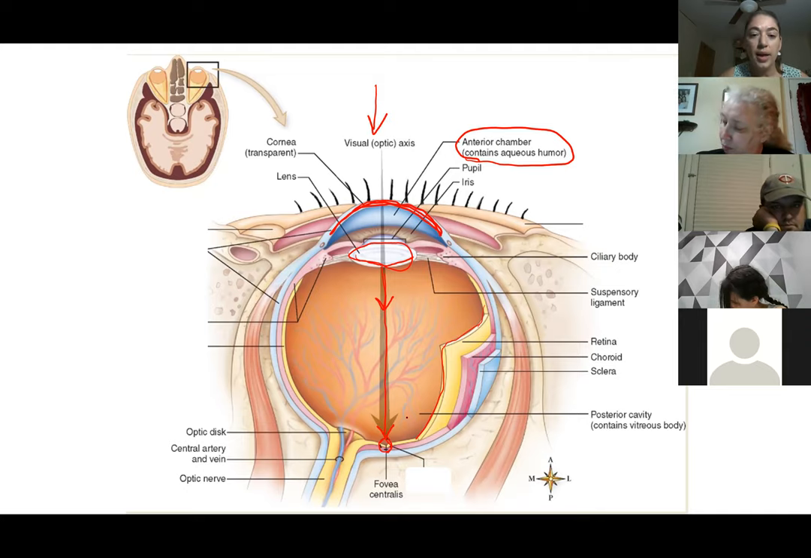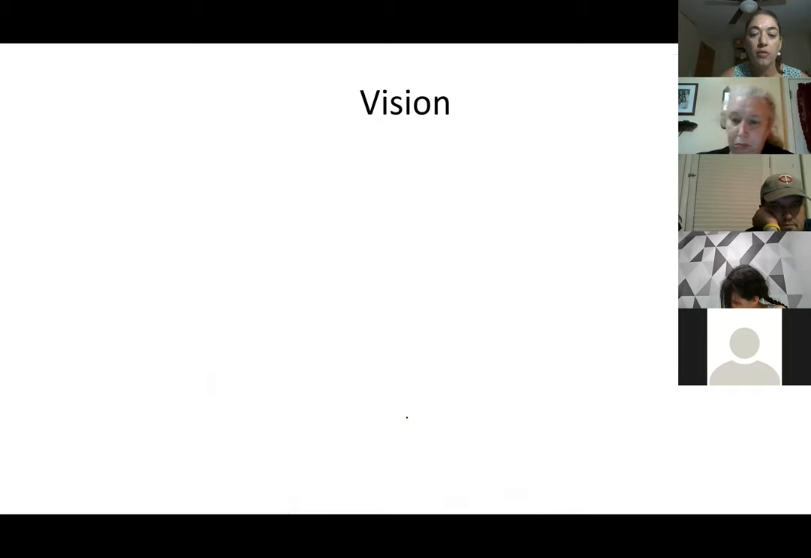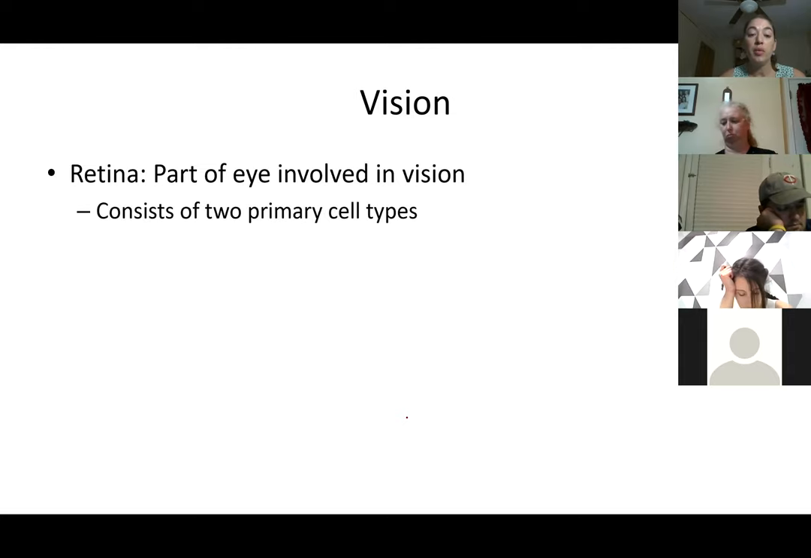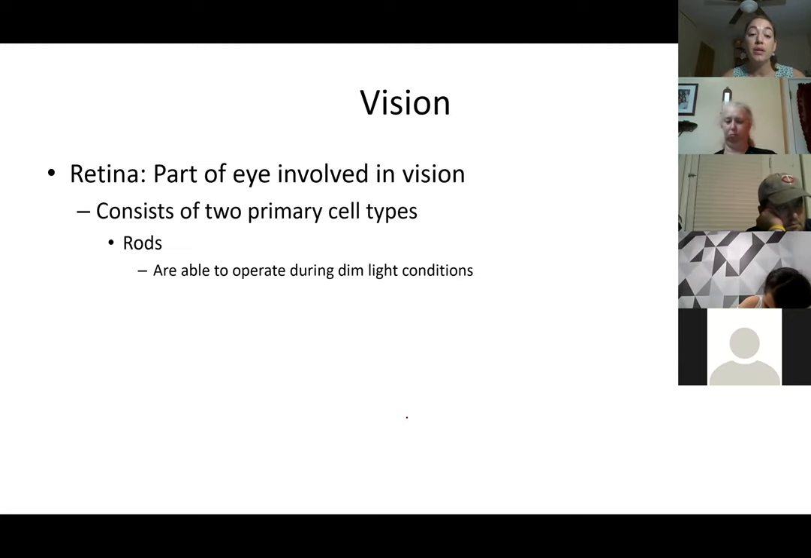So we're just looking at the flow right now of the light. Okay. So the retina is part of the eye that's involved in vision. A really important thing to remember, it's made of two primary cell types, the rods. And the rods are the photoreceptor that does well in low light conditions.